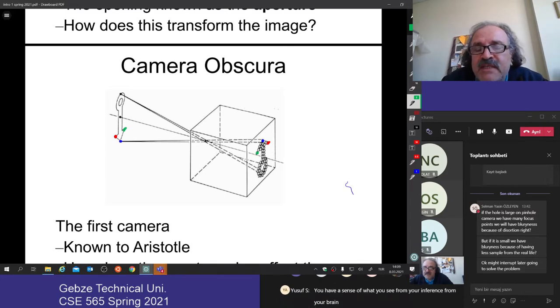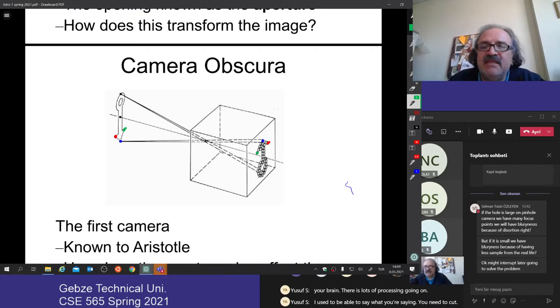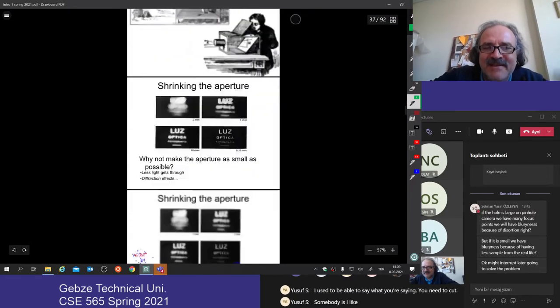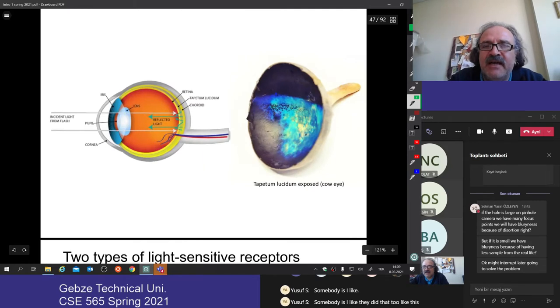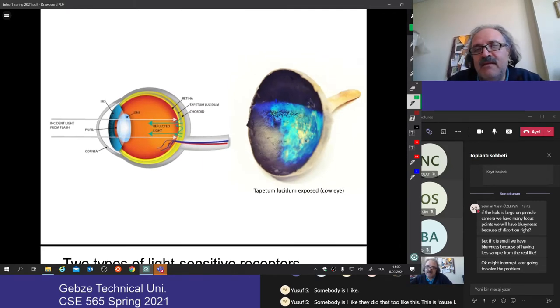There is lots of processing going on. And to be able to say what you are seeing, you need to cut somebody's eye, like they did that too. This is a cow's eye. And view it from there and see, oh, okay, this is happening that way or that way. You don't know what is going on in your eye right now. So we don't see what we see. Yeah, you don't see what you see.